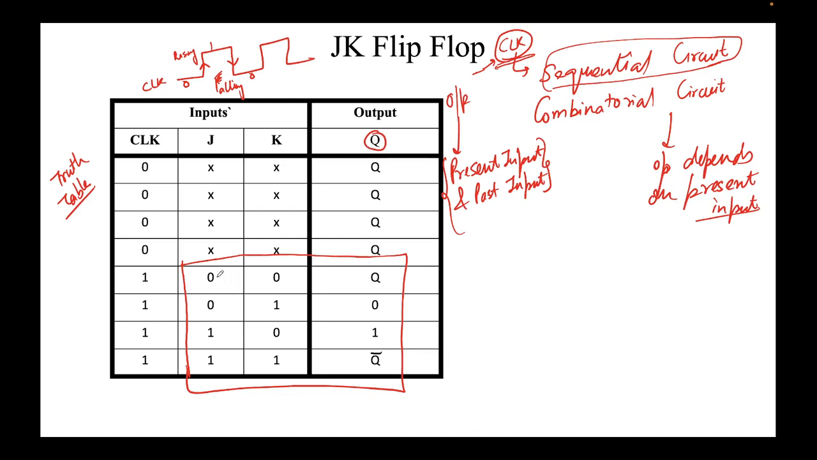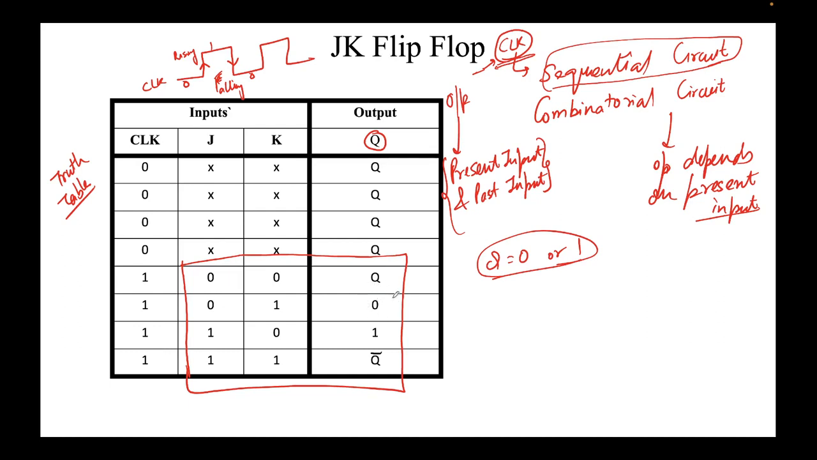Now what does it say? When the value of J is 0 and the value of K is 0, the output Q remains Q. Now what is Q? Q can be any value, 0 or 1. So this says when J is 0 and K is 0, the output Q will remain as it is. If the earlier value of Q was 0, it will remain 0. If the earlier value of Q was 1, it will remain 1. Note that the output here is dependent on the inputs J and K as well as the previous value of Q.